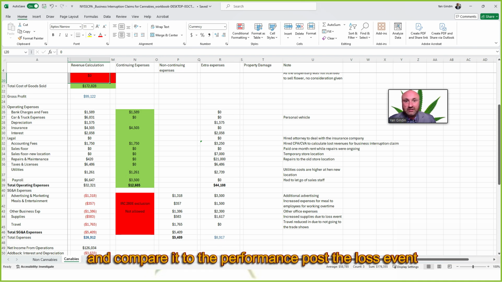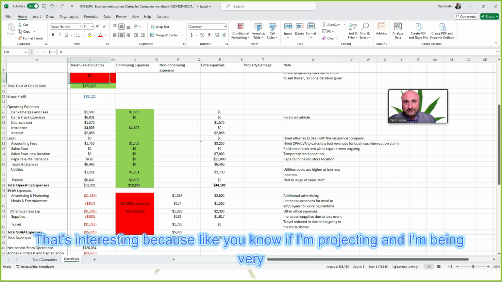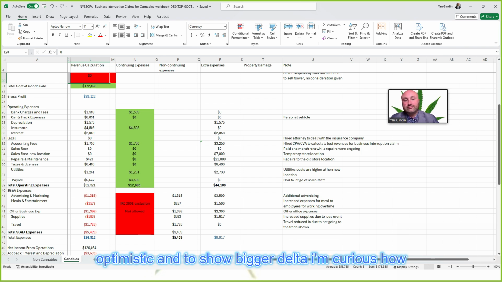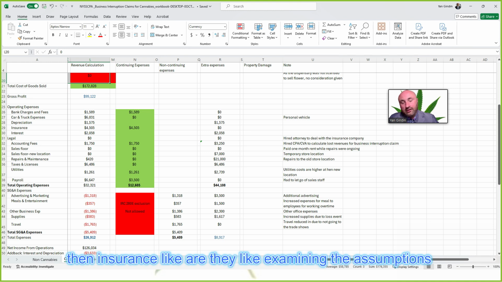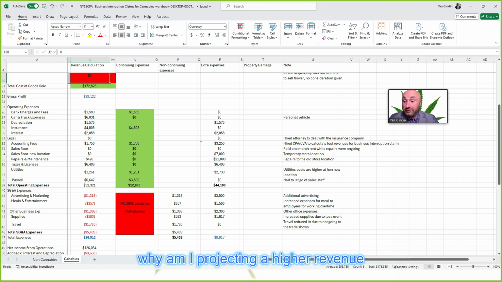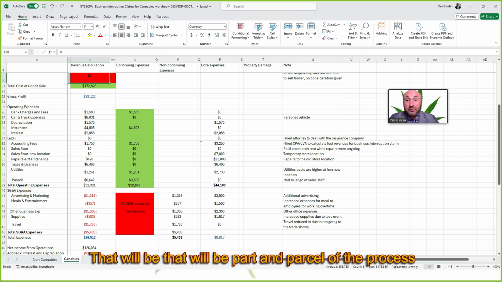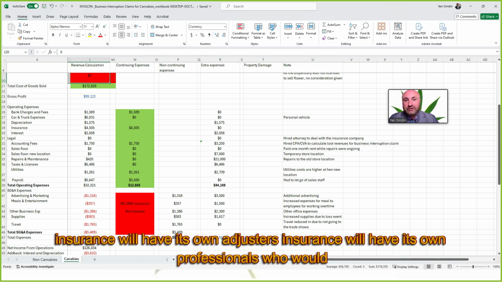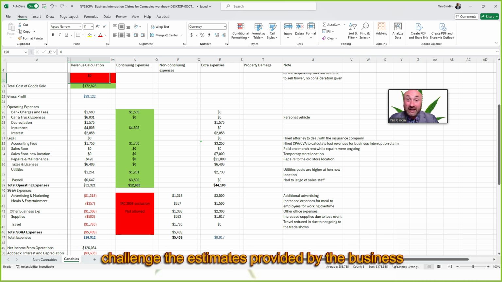That's interesting because if I'm projecting and being very optimistic, obviously it's to my benefit to project more optimistically and show a bigger delta. I'm curious how the insurance handles that. Are they examining the assumptions? Why am I projecting a higher revenue? That will be part and parcel. There are always two parties to the negotiations, as it were. Insurance will have its own adjusters and its own professionals who would challenge the estimates provided by the business.